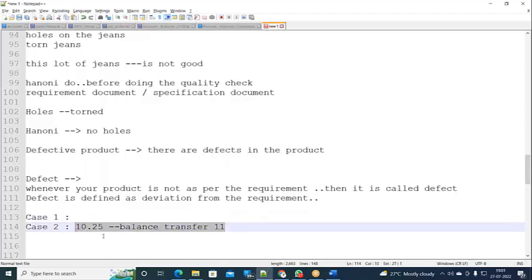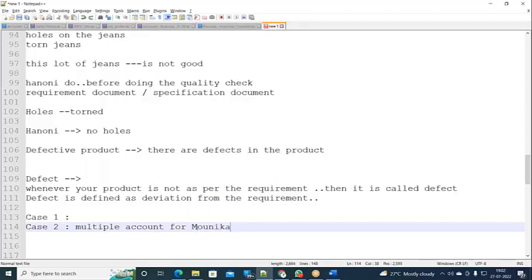Probably what would be a meaningful defect? Let me give you a meaningful example in a banking transfer. You're doing the balance transfer, and there are multiple accounts. You can have multiple accounts with the bank, so let's say there are multiple accounts for Monica.